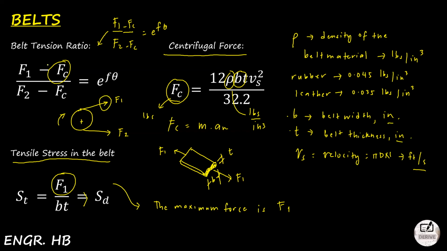And syempre, numerically, lagi mas maliit si FC sa F1 at mas maliit lagi si FC sa F2. Hindi pwedeng lumaki sa FC sa F2. So numerically, dapat F1 is greater than F2 and F2 is greater than FC. And again, kapag walang centrifugal force, FC is equals to 0. So your belt tension ratio will be back to F1 over F2 is equal to e to the f theta. Okay?